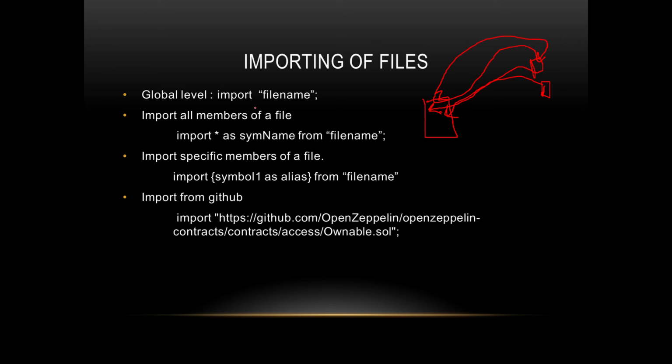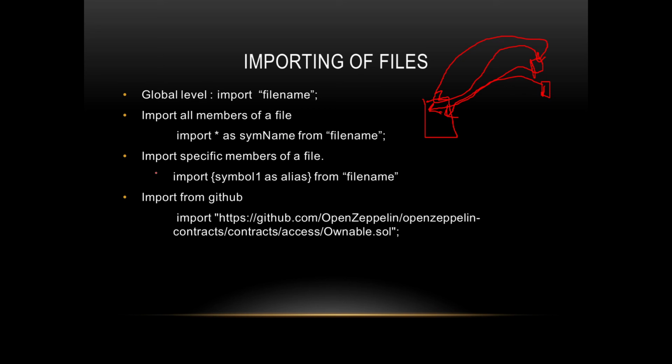There are four ways you can import stuff. One is at the global level, which is directly by import and then the file name, the name of the file to be imported. Then for importing all members of a file, just write import star. The as keyword is used to assign an alias. Not star for any variable, it is used for putting an alias. So: import star as symbol name from file name. This is the file name. You can do it by this.